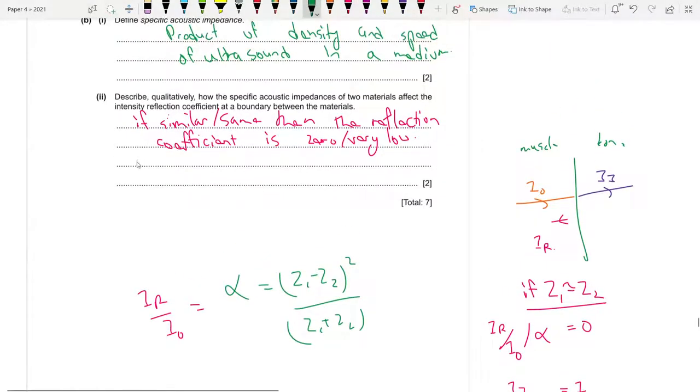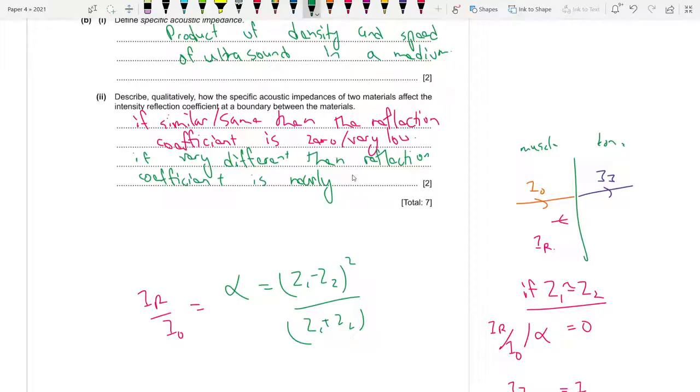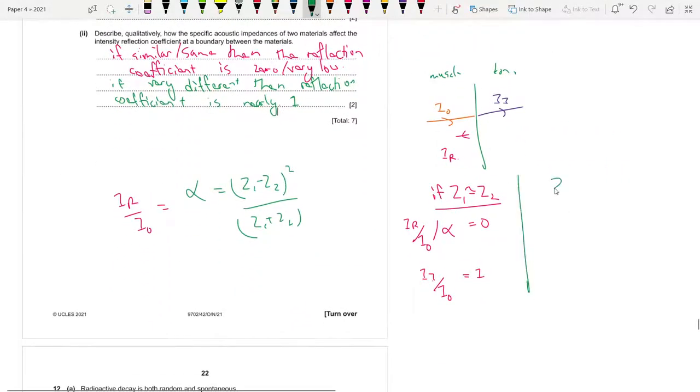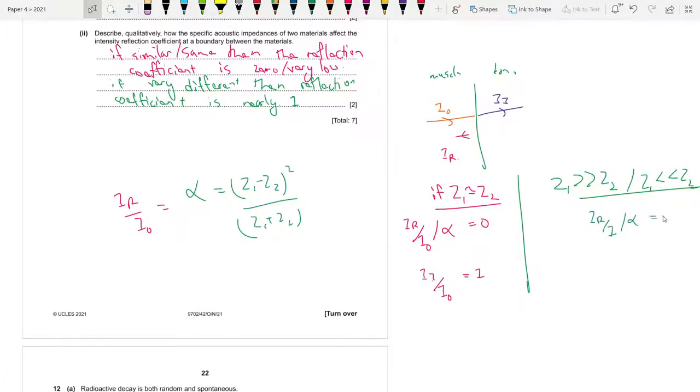Next, if very different, what will we see? Then the reflection coefficient is nearly 1. Okay, you need to understand this. If very different, if either Z1 is much greater than Z2 or Z1 is much less than Z2, then IR by I naught, or alpha, is almost equal to 1, or IT by I naught is approximately equal to 0. None of it is transmitted basically.